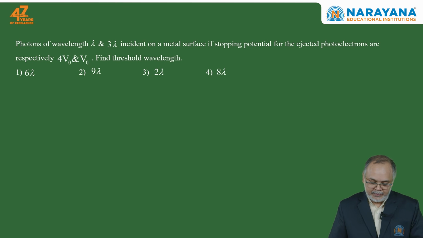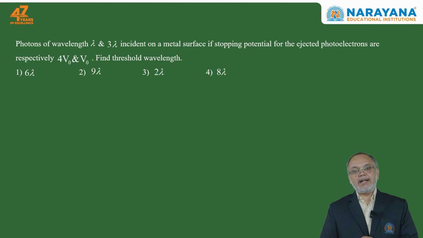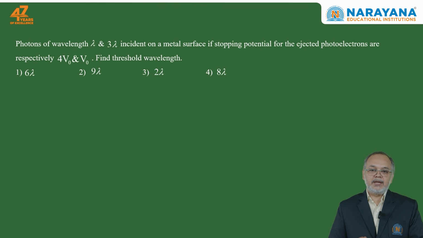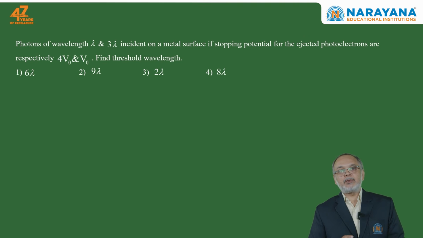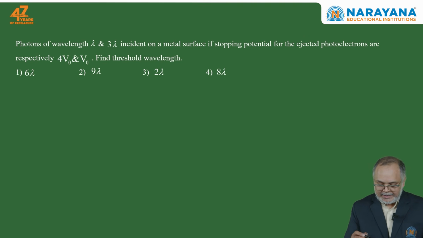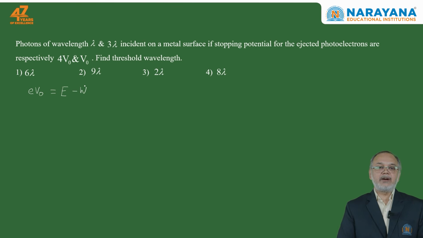Now the next question is related to the photoelectric effect chapter. Given that photons of wavelength lambda and 3 lambda are incident on a metal surface, if stopping potential for the ejected photoelectrons are respectively 4V0 and V0, find the threshold wavelength. So if we relate the stopping potential with the work function, what equation can we write here? We can write eV0 equals E minus W, where V0 is the stopping potential, E is the energy of the photon incident on the surface, minus W, that is the work function.